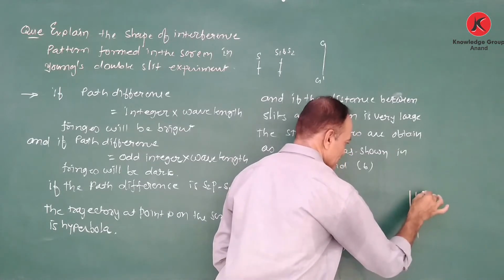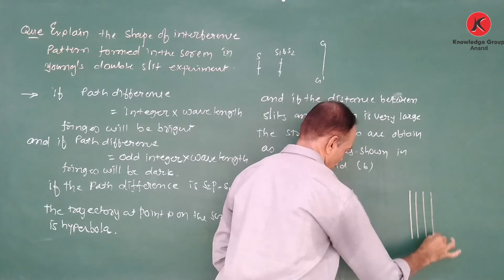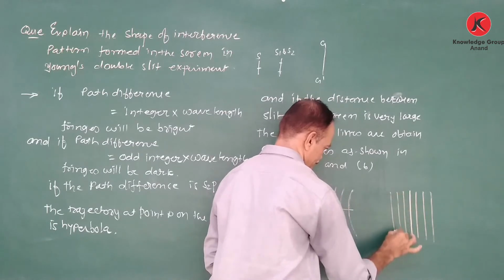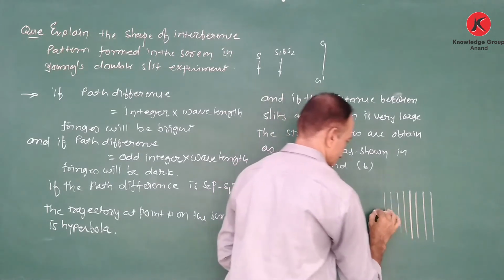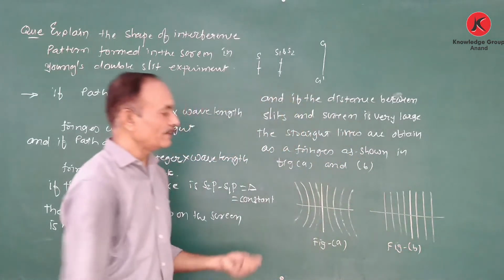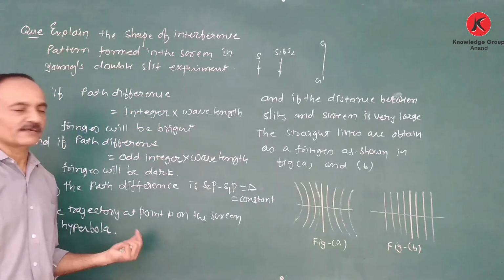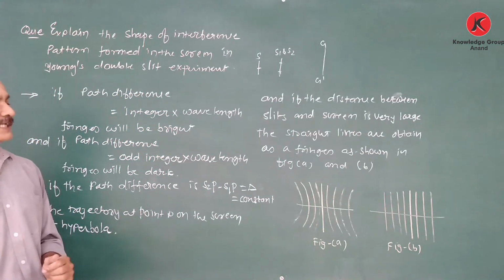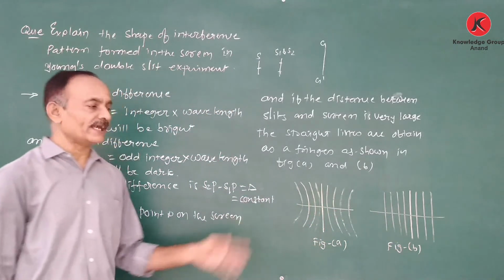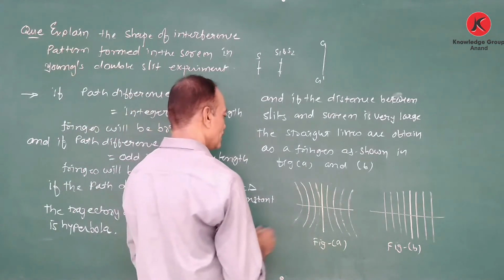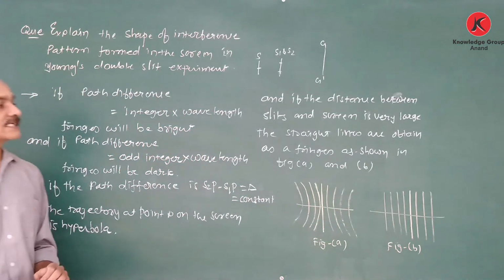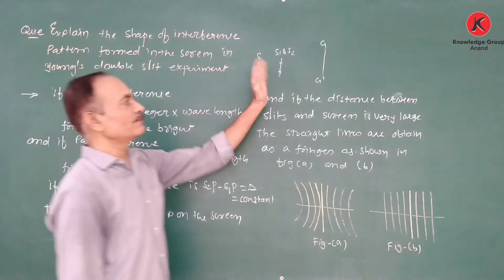In which case, if the slit and screen are at a large distance, that is figure B. This is only for knowledge, to show which type of interference pattern we obtain in Young's double slit experiment. Not every time are parallel fringes obtained. Sometimes hyperbolic fringes are also obtained as an interference pattern in Young's double slit experiment. That depends on the distance of the slit from the screen.